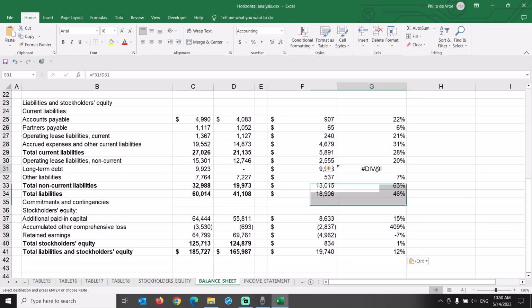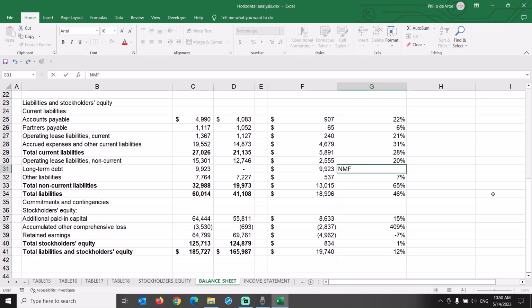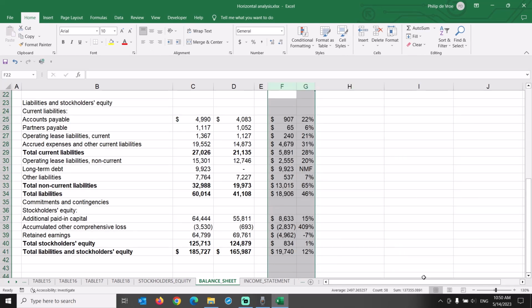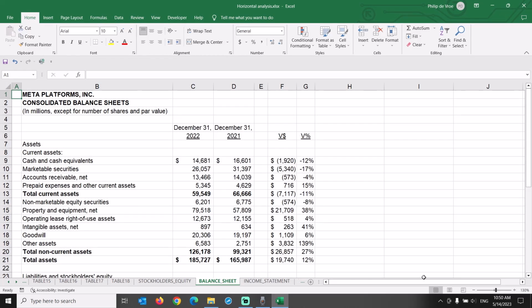In cell G31, an error message is shown as we are trying to divide by 0. Let's replace that by NMF, not meaningful. Now that the calculations are done, let's see what the numbers are trying to tell us in this horizontal analysis of the balance sheet.